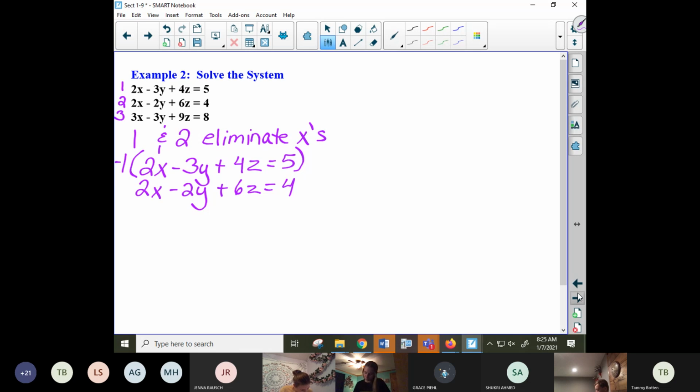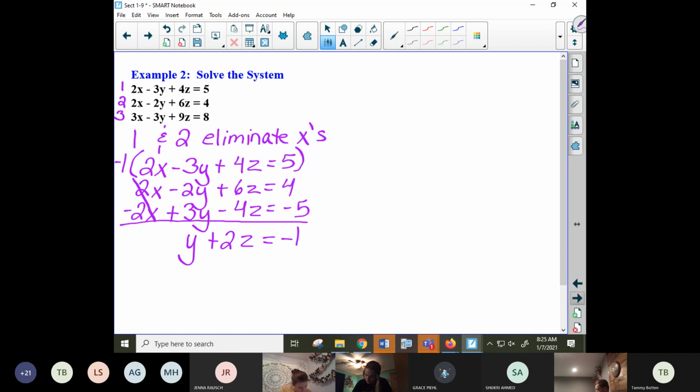So I'm going to multiply this top equation, everything, by a -1. So I'd get -2x plus 3y minus 4z equals a -5. These cancel. -2y plus 3y is y, plus 2z equals 4 minus 5 is -1. Okay? Now I need to pick a different two equations and eliminate for x again.